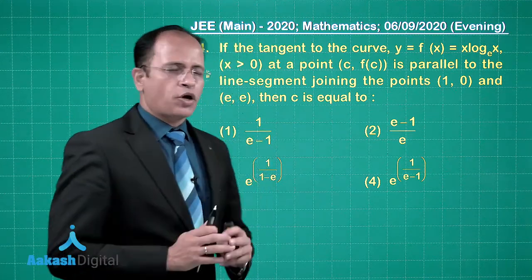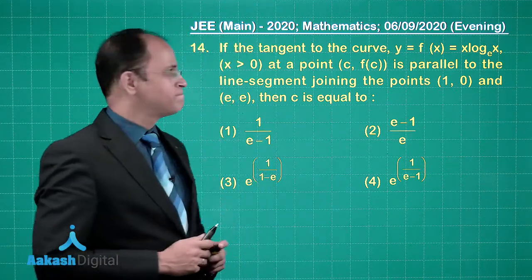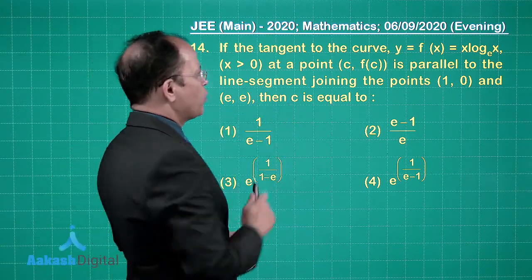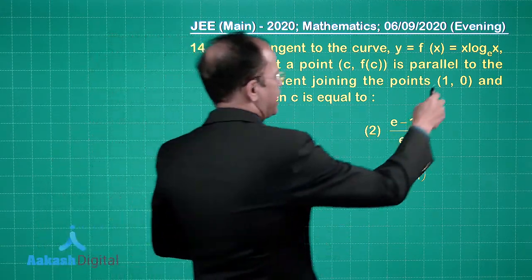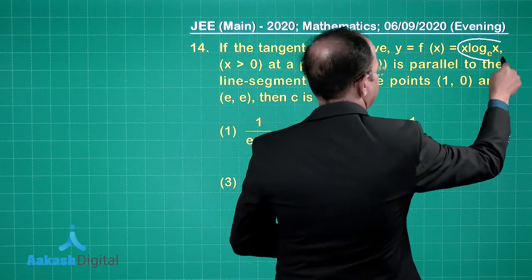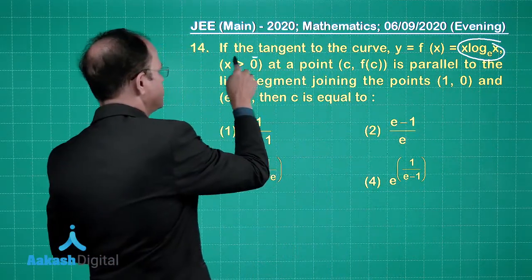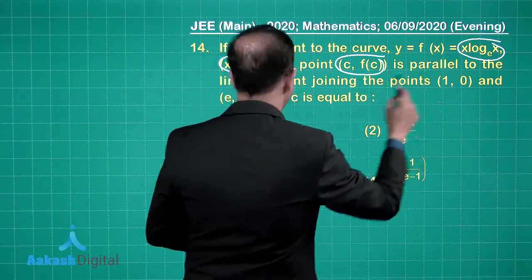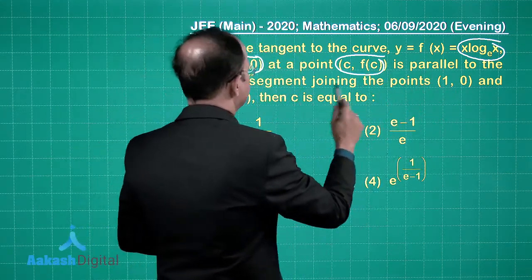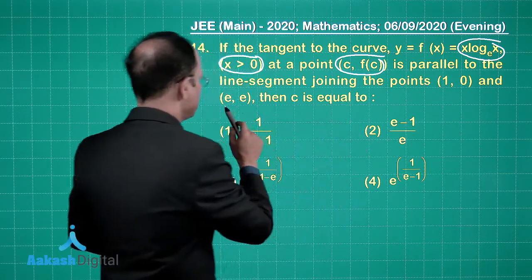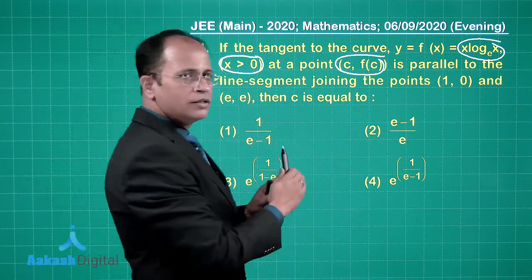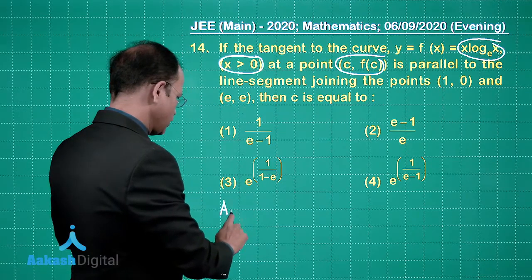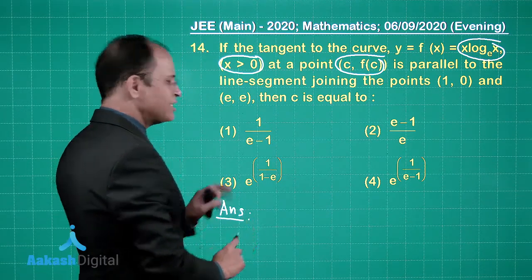Now friends, let's talk about question number 14. The question states that if the tangent to the curve y = f(x) = x log_e x, x greater than 0, at a point (c, f(c)) is parallel to the line segment joining the points (1, 0) and (e, e). So it's a very simple, easy problem, and we have to find the value of c in terms of e.